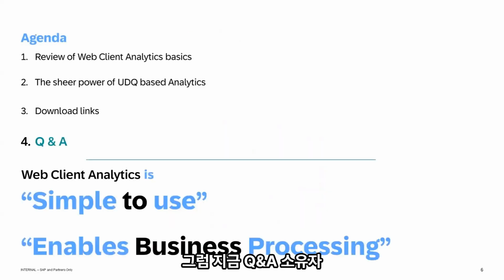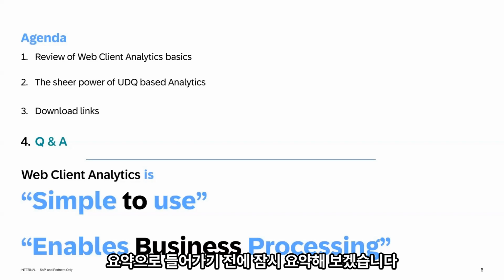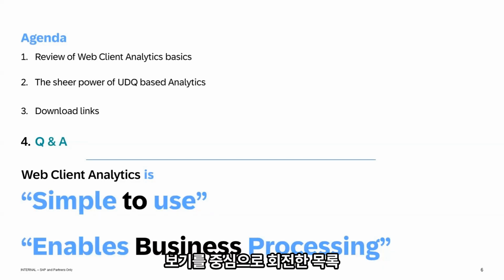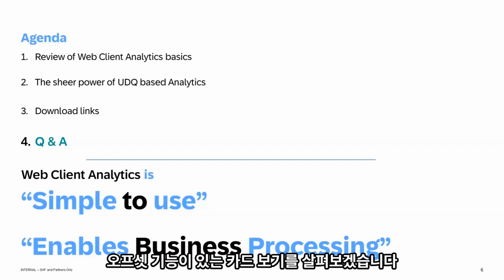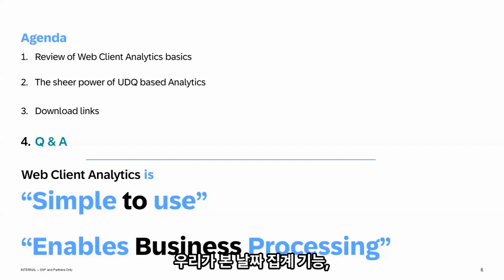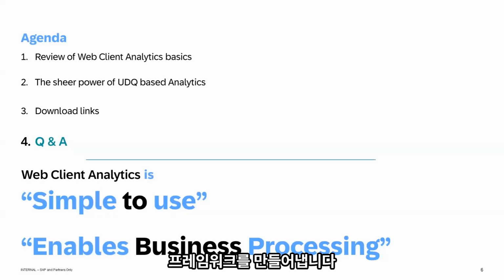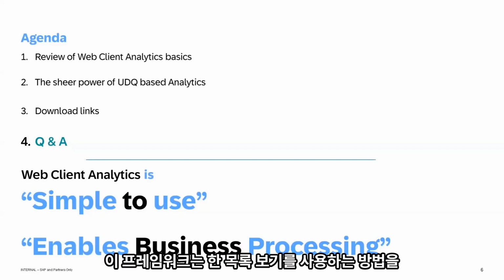So I just want to recap now before we go into the Q&A. We have seen our list view, our web client analytics functionality pivoted around our list view with our table views, our chart views, and our card views with the date offset functionality, the date aggregation functionality. We've seen the general overview views. We've seen our link view functionality, and we've also created a new link, and we've seen our user-defined query functionality. And all of this comes together to create an analytics framework that we believe is very simple to use.